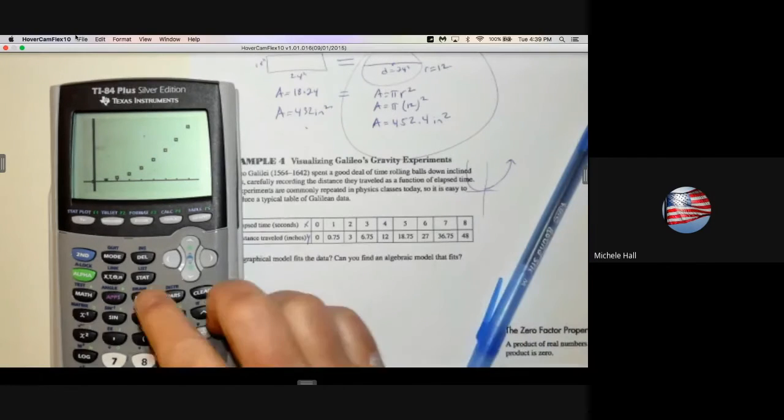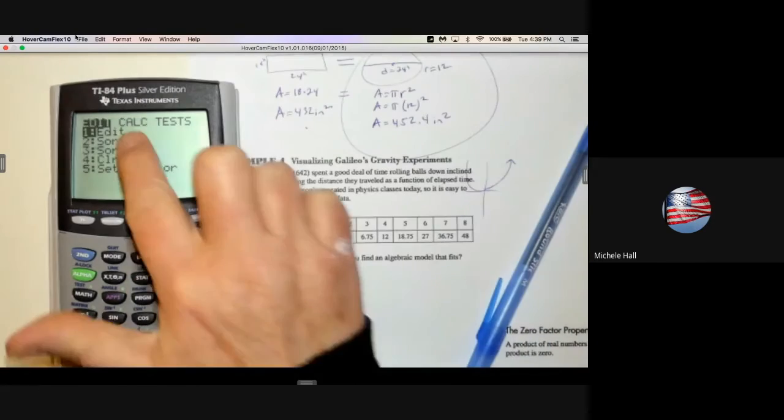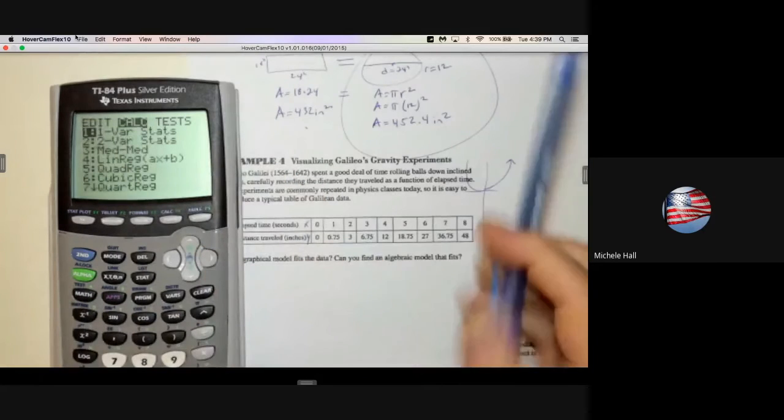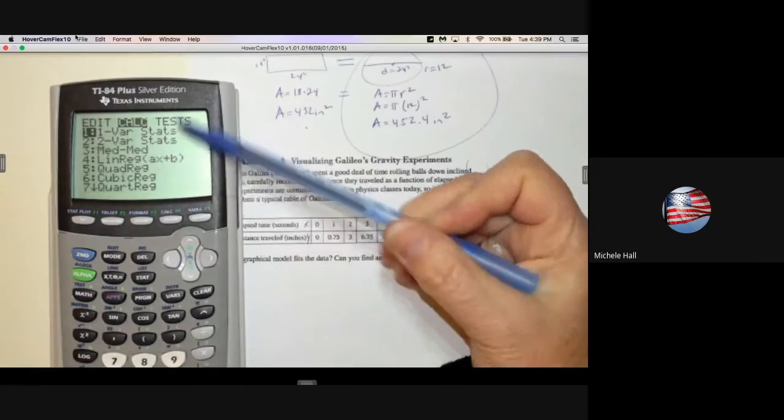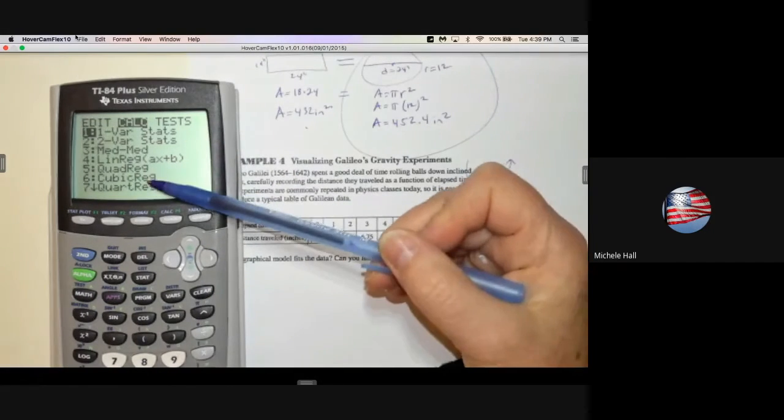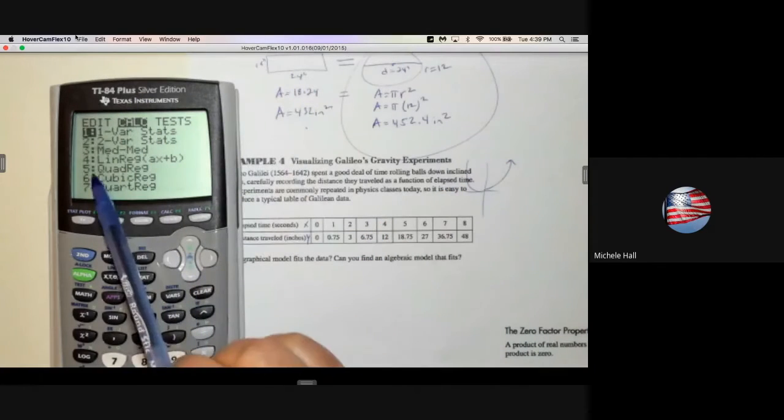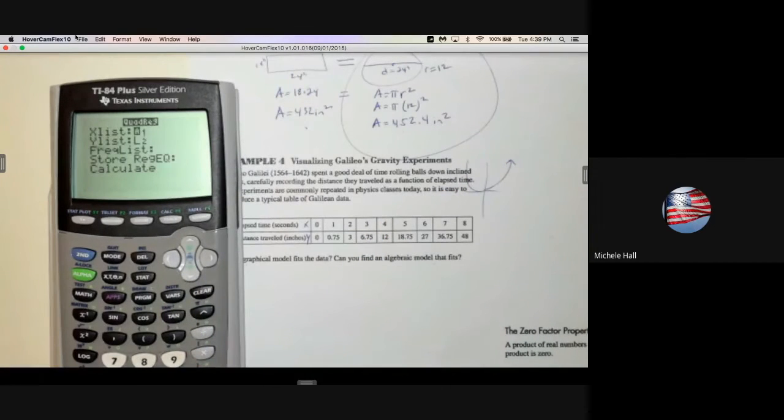We go to stats. We want to calculate at the top. Calculate. We did linear regressions. We can do quadratic regressions, cubic. Number 5, a quadratic. I have list 1 and list 2, yes. And I would like to store this equation so I do not have to keep writing it in. You go to vars for variable.